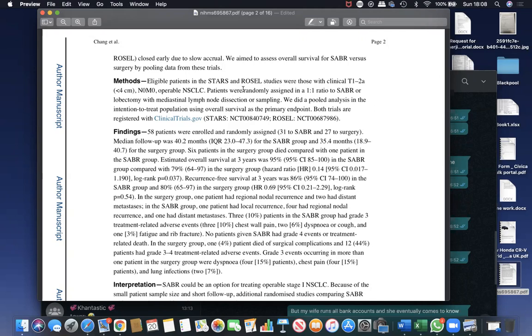Patients were randomly assigned in a 1:1 ratio to SABR and lobectomy with mediastinal lymph node dissection or sampling, sir. So here, what do you think is the problem with that? Sir, the number of patients may be different in both the trials, so how can they do it 1:1? Absolutely. I don't understand this 1:1 business at all. And also, what was the randomization method? Yes, sir. They have just mentioned randomization, but what kind of randomization they have not mentioned, sir.